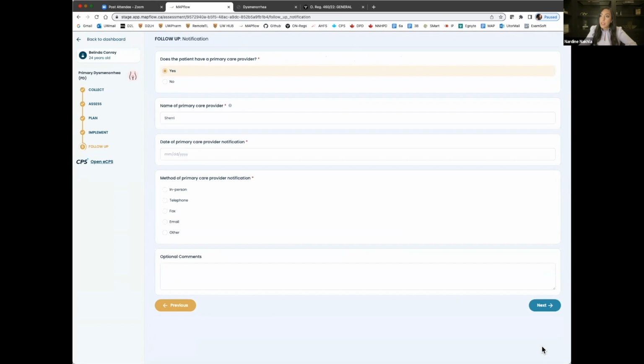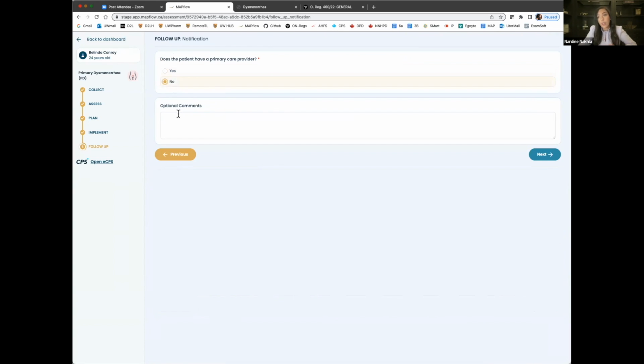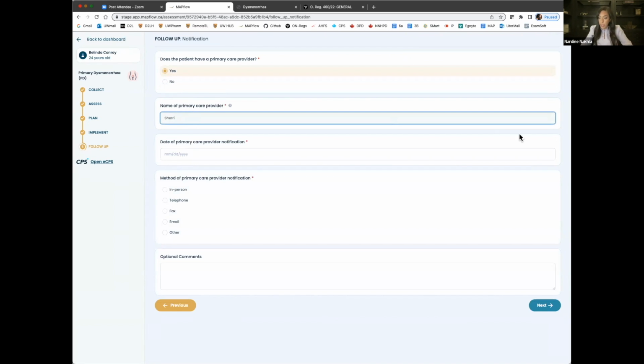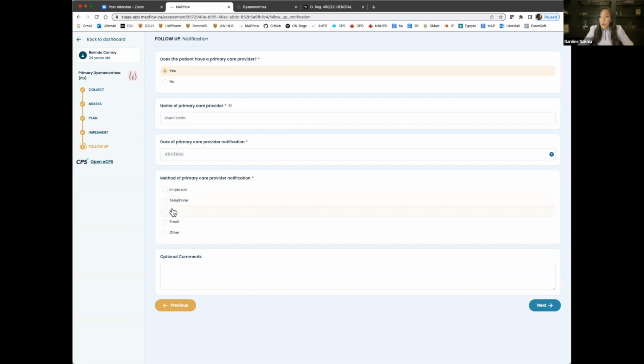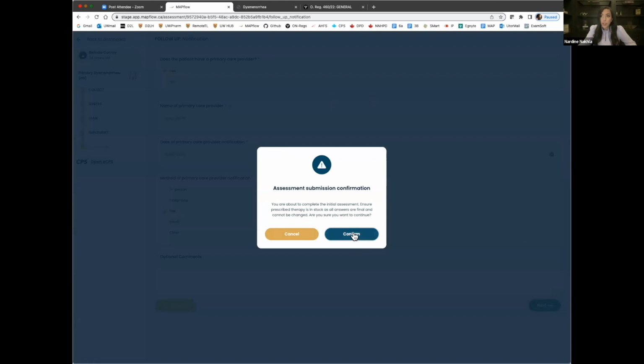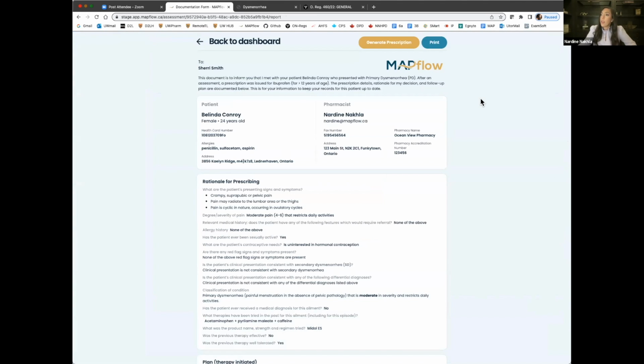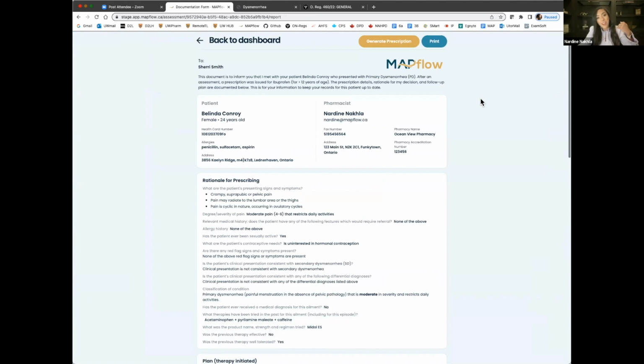Lastly, as a requirement in Ontario, just like with renewals, we do have to notify primary care providers if we do initiate therapy. So here, does the patient have one? Yes or no? If they don't have one, you would click no and just document your discussion with the patient that they don't have one. You would give them the documentation instead. But if they do, you could put in their name. I'll put Sherry Smith. The date you notified the primary care provider must be recorded as well. So that's today. How did you notify them? By fax. And so once that's done, you can confirm, and you get this nice printout of a summary of your assessment.